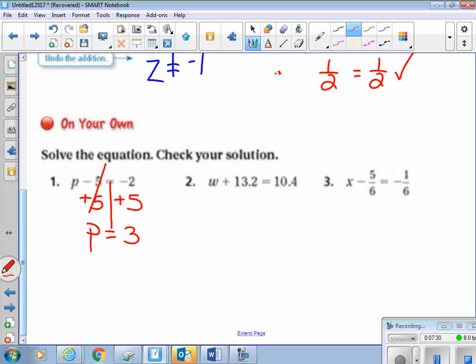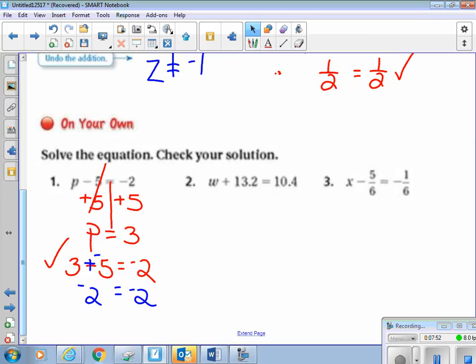I'm going to go back and check it. 3 minus 5 equals negative 2. This is my check statement. And since I am subtracting integers, I do keep, change, opposite. I now have different signs. I find the difference, which is 2. Sign of the higher absolute value is negative. Negative 2 equals negative 2 is a true statement, therefore it is correct.